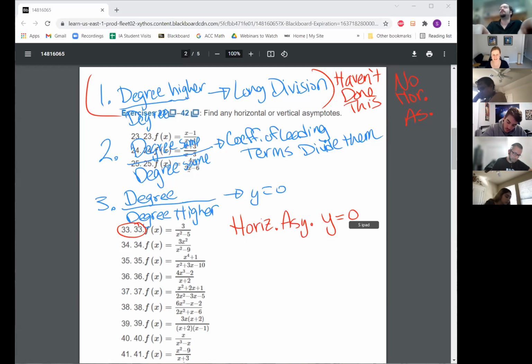Those are the easy ones. You're like, oh, the degree on bottom's bigger? Yes, it's y is 0. Done. Those are the easier ones to do. Okay. All right. So let's try vertical asymptote next. So if you're not sure how to start it, you can look at what Joshua did. How did he find his vertical asymptote?